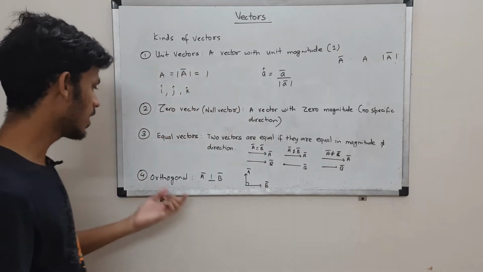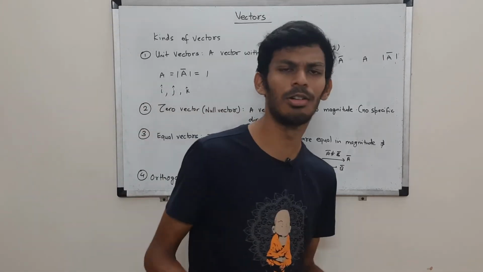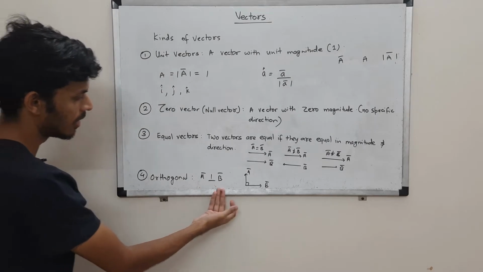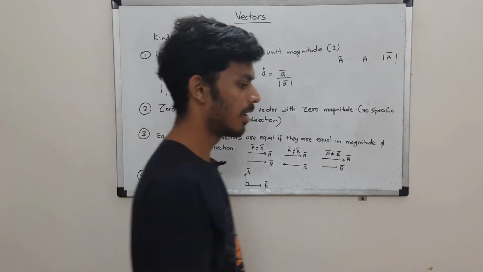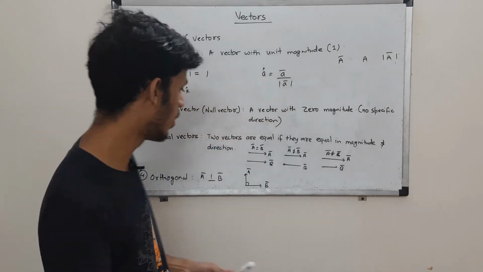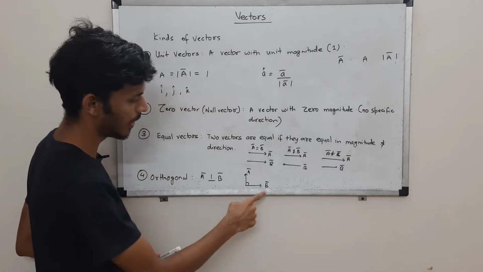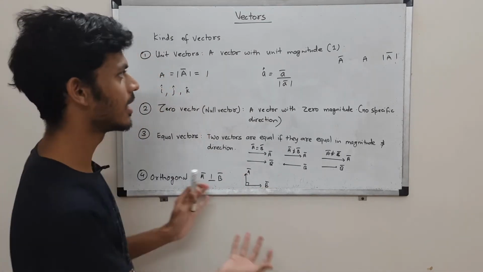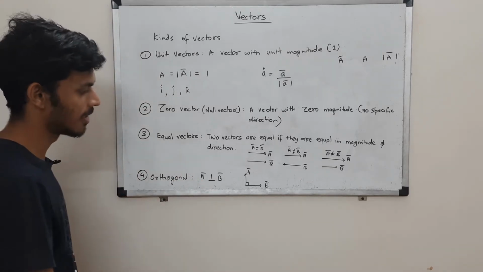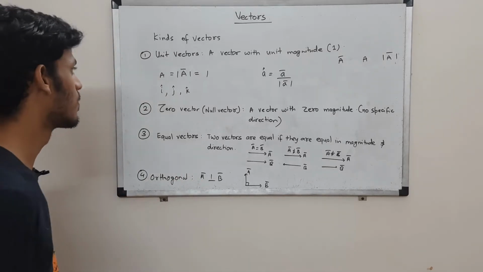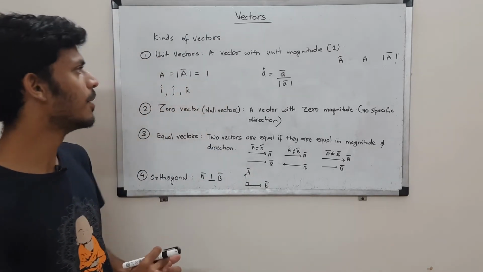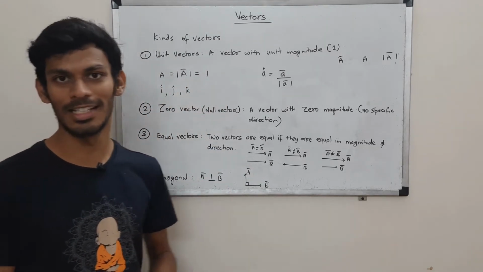Finally, let's come to orthogonal vectors. Orthogonal basically means perpendicular. So if one vector is perpendicular to the other, then those two vectors are called orthogonal vectors. A is perpendicular to B, so the angle between these two vectors is 90 degrees. Such vectors are called orthogonal vectors. That's about the kinds of vectors which are really important for you. Let's move to the next section now.